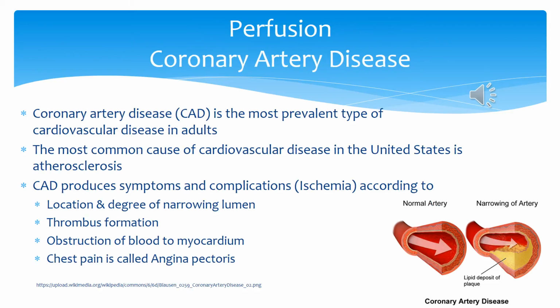Perfusion, there is the exemplar coronary artery disease. Coronary artery disease is the most prevalent type of cardiovascular disease in adults. The most common cause of cardiovascular disease in the United States is atherosclerosis, an abnormal accumulation of lipid or fatty substances and fibrous tissue in the lining of arterial blood vessel walls. These substances block and narrow the coronary vessels in a way that reduces blood flow to the myocardium.